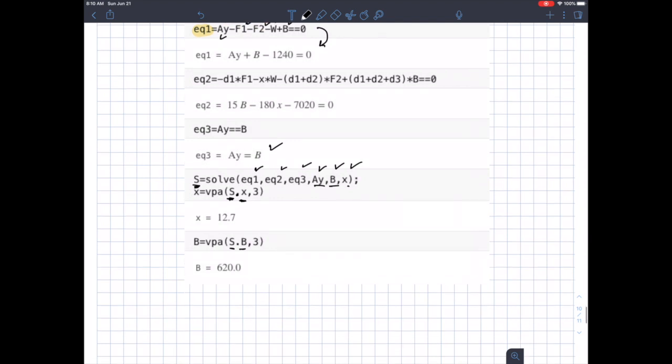All right, and then we've already talked about this. VPA stands for Variable Precision Arithmetic. This is what lets me substitute back in and clear the thing of fractions to where I get numerical values reported back. All right, so I limited that to 3 significant decimal places, and so this is what I get for the answer X, and this is what I get for the answer B.